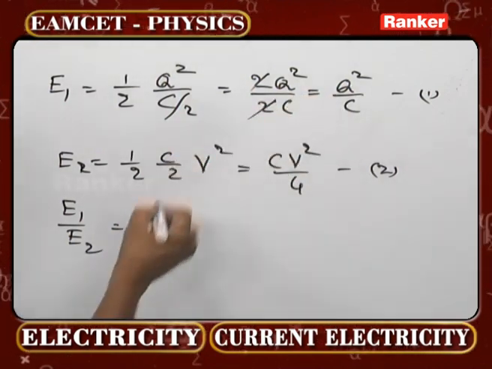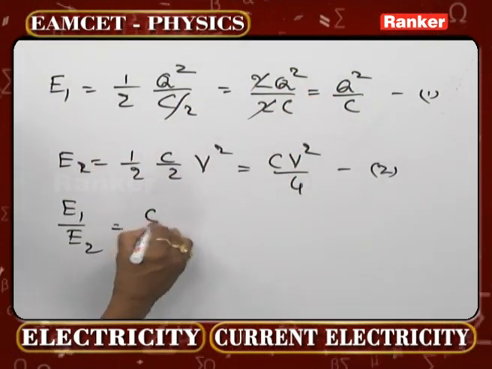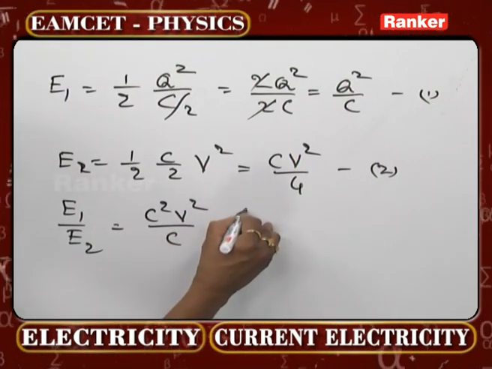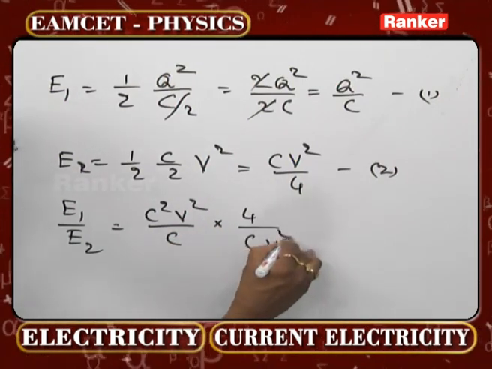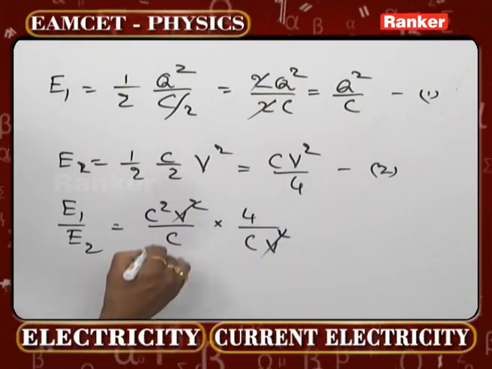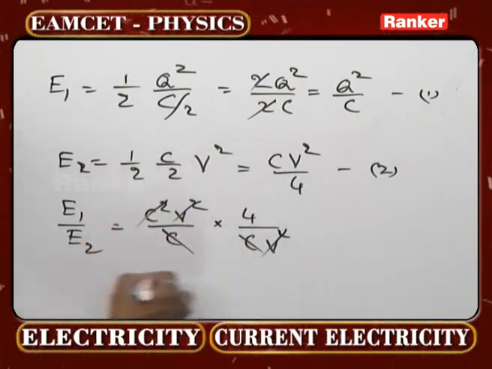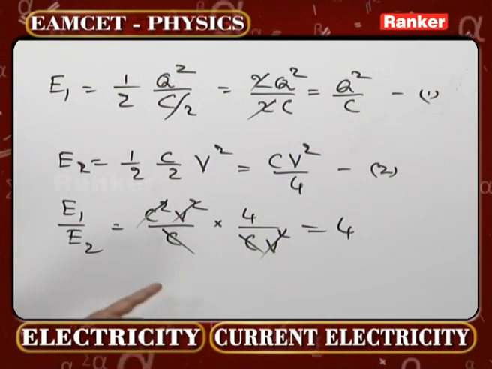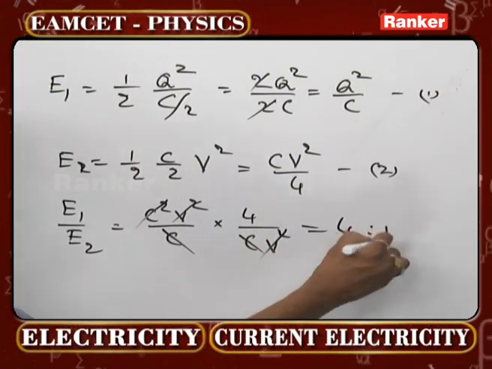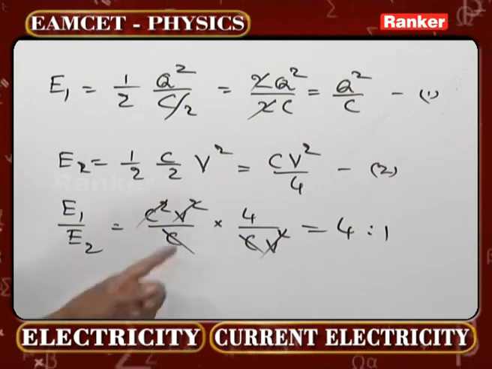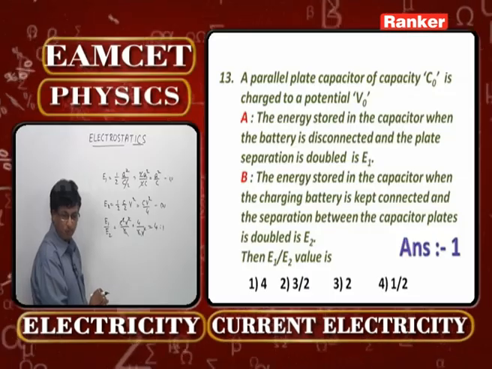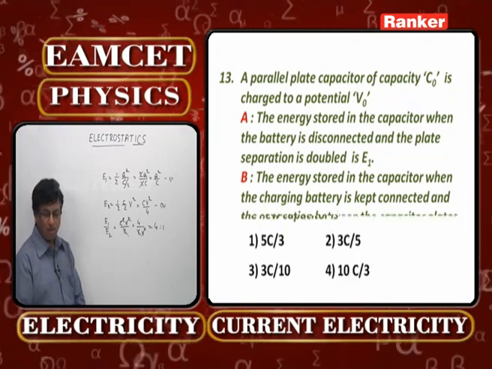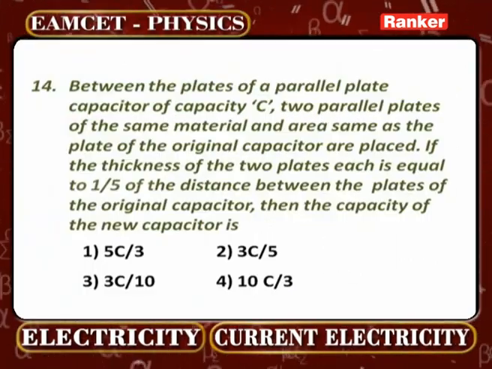Now it is Q square by C. What is Q square? C square V square by C into 4 by CV square. Now V square gets cancelled. This C into C square gets cancelled. What is now left over? 4. So your answer must be simply 4:1 like. That means the first option which is given as 4, that is the correct option for us. That is the point. Now come to the next one, that is problem number 14.